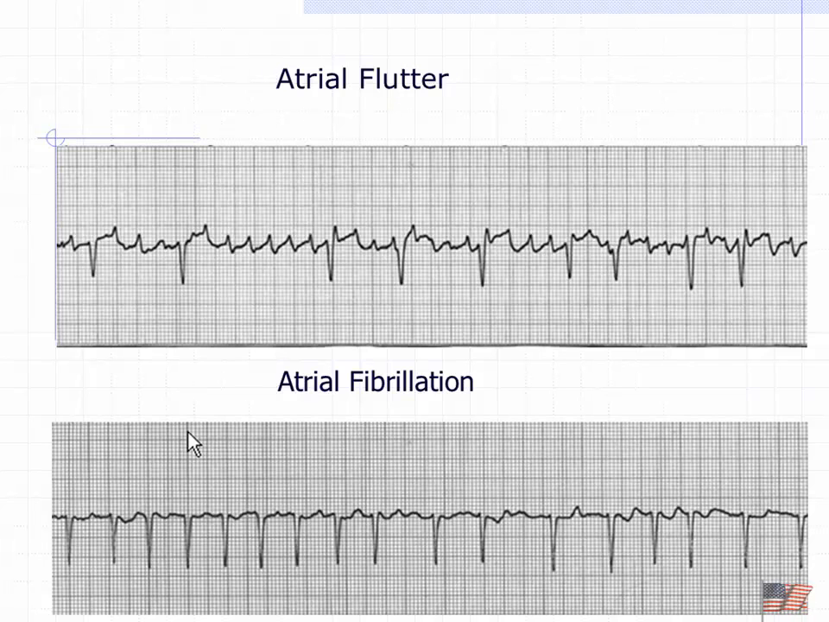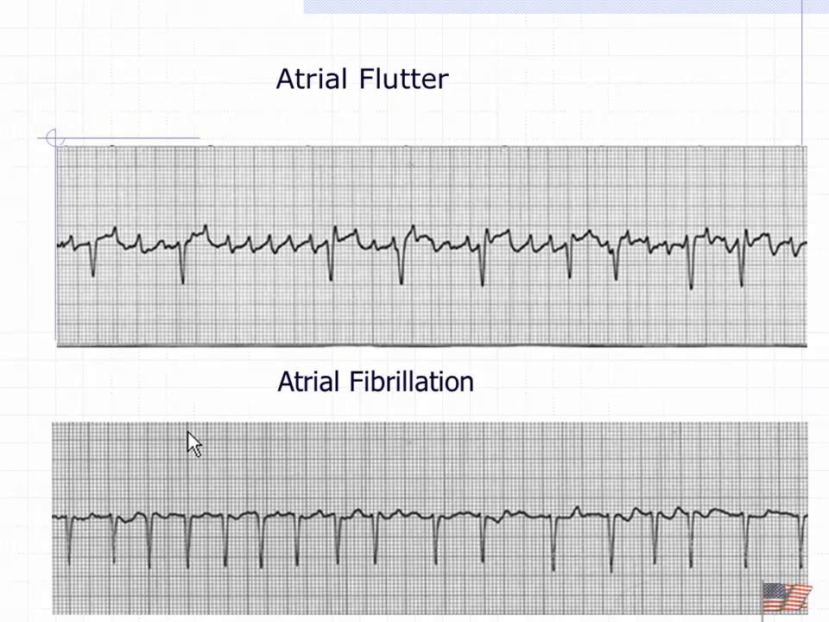2 of them that you do need to know. First of all, atrial flutter. The P wave is not really a P wave. It looks like a sawtooth. And when you see that sawtoothed P wave or sawtooth pattern, that's atrial flutter. That's the characteristic finding in atrial flutter.